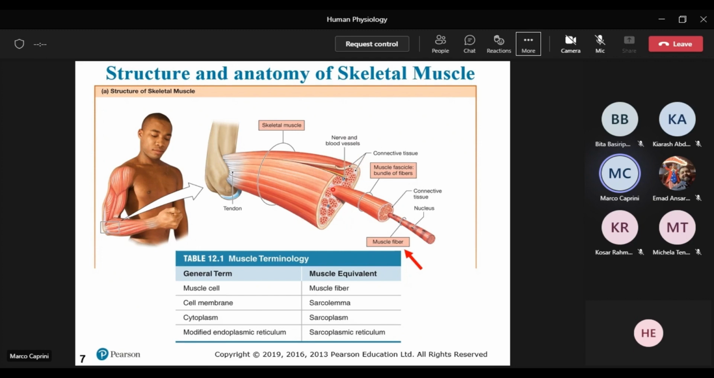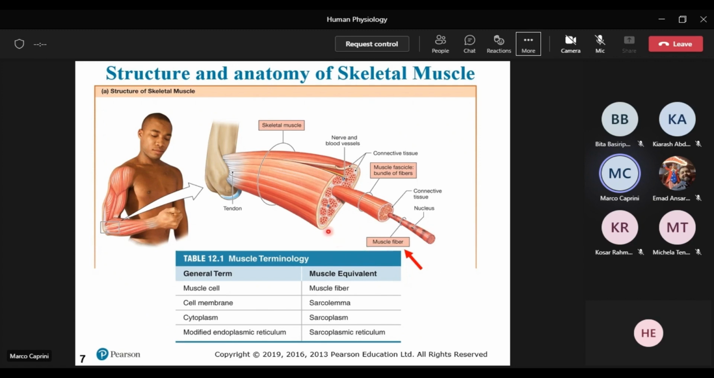This connective tissue surrounds the entire muscle and continues with the connective tissue sheets, connecting all the muscle to the bone with the tendons. There is also another type of cell here, called satellite cells. Satellite cells are something like the stem cells of the muscle.